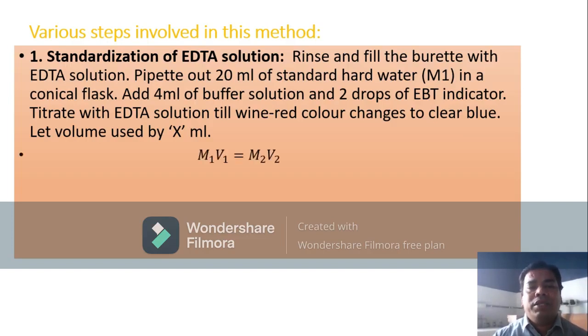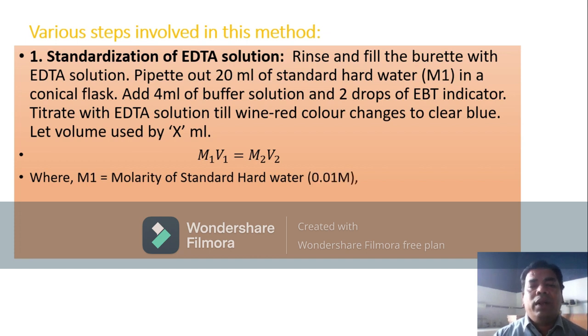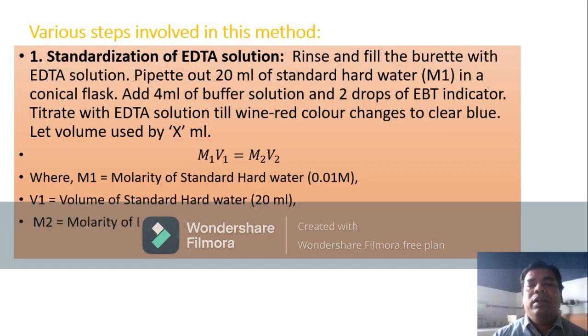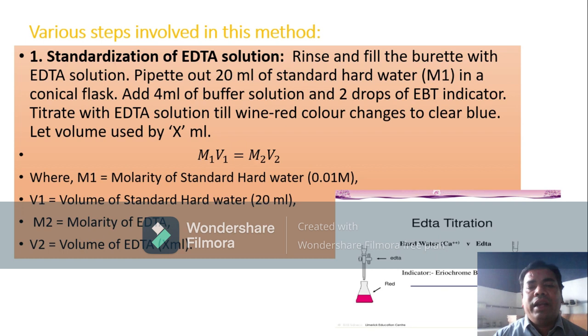ఓకే రైట్, here we are using the formula M1V1 is equal to M2V2. Okay, M1 is equal to molarity of standard hard water, and that is 0.01. V1 is equal to volume of standard hard water, 20 ml, and M2 is the molarity of EDTA, which we are going to find out. V2 is equal to volume of EDTA, that is X ml. Okay, so substitute all these data into the above equation, then M2 is equal to M1V1 by V2. So you substitute the M1V1 value and divide by V2, then you will get the molarity of EDTA.